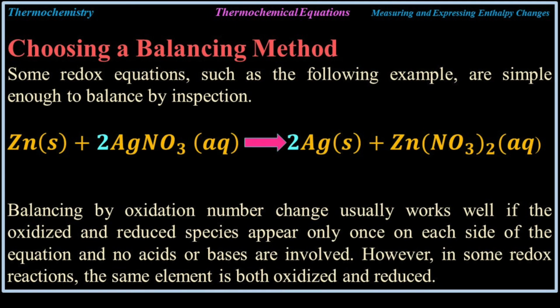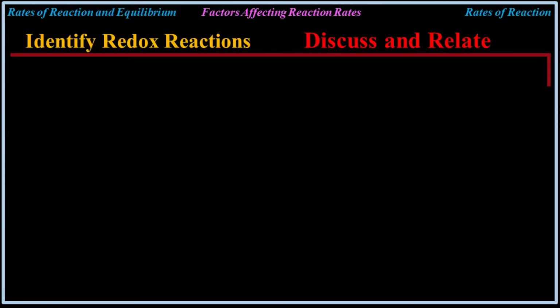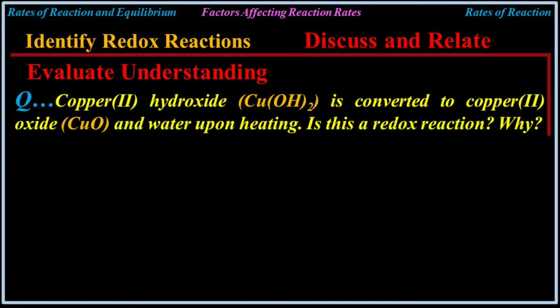Choosing a balancing method. Some redox equations, such as the following example, are simple enough to balance by inspection. Balancing by oxidation number change usually works well if the oxidized and the reduced species appear only once on each side of the equation and no acids or bases are involved. However, in some redox reactions, the same element is both oxidized and reduced. Identify redox reactions, discuss, and relate. Evaluate understanding. The plot thickens.